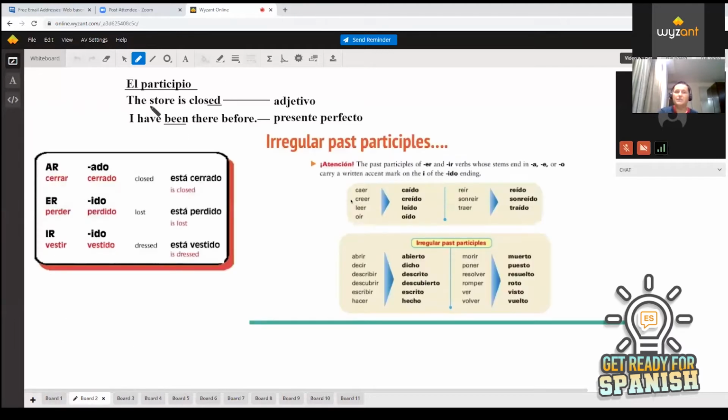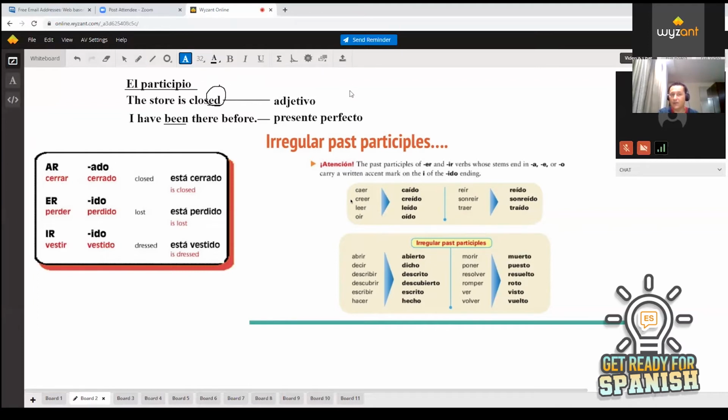Starting with el participio, or the past participle. What is this? Well, I'll give you an example here. The store is closed. You see how the word closed has an "ed" at the end? Well, that is because this is el participio, or the past participle.